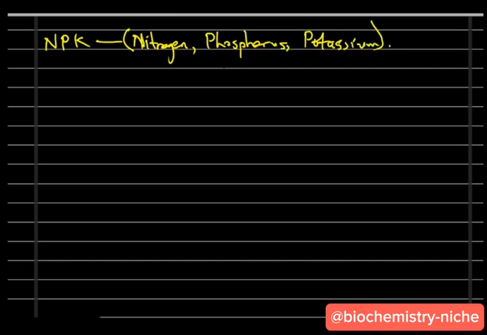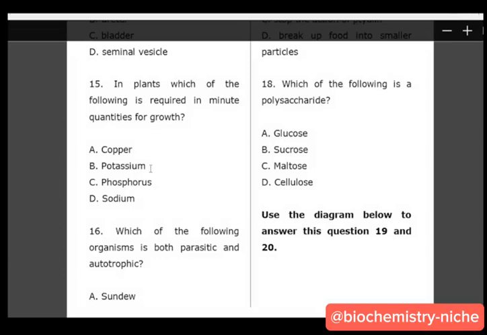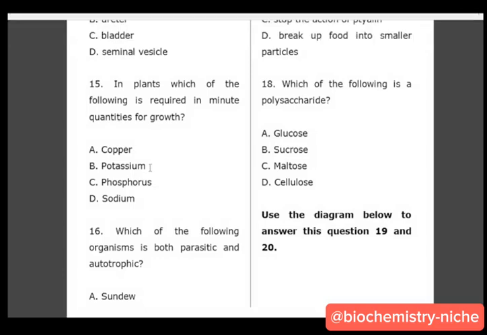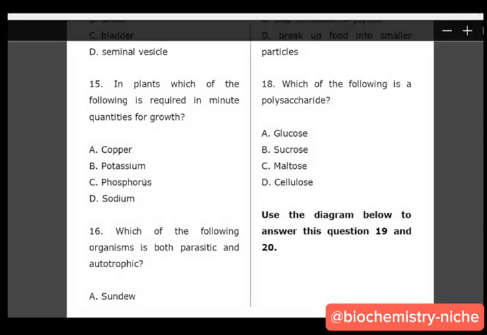So we can see phosphorus and potassium as part of the options that we have there. They are actually required in large quantities, so phosphorus and potassium are out of the competition. So we are left with copper and sodium.